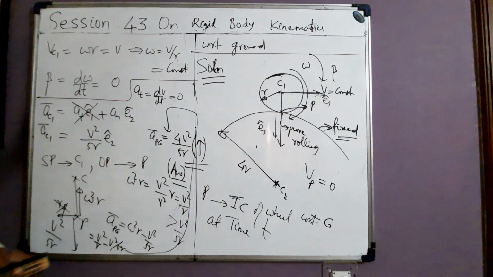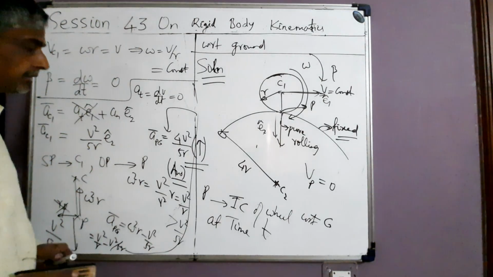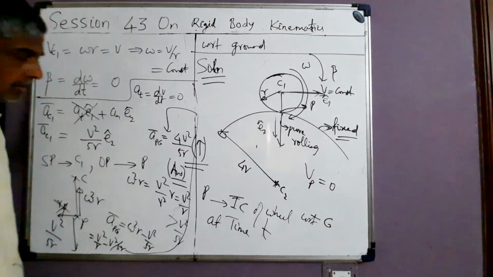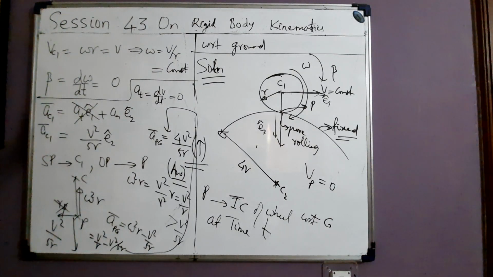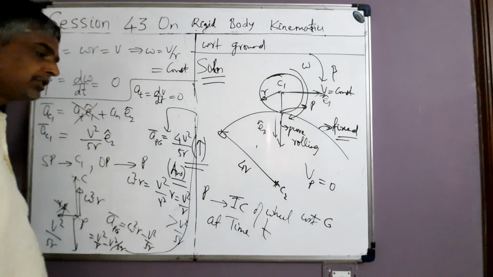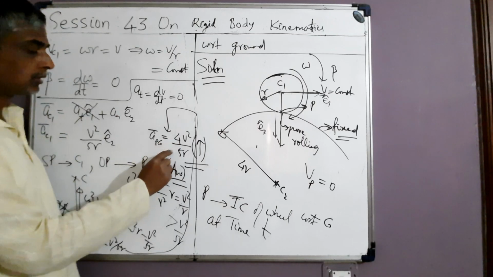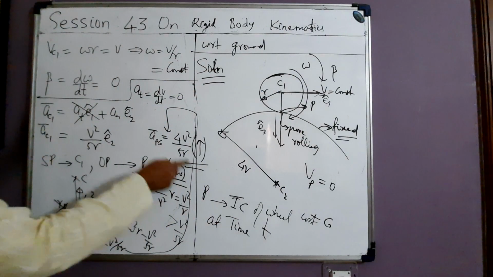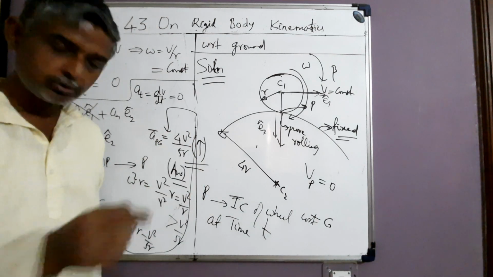So acceleration of IC of the wheel with respect to ground at the given instant is 4v square by 5r in vertically upward direction. So acceleration of IC of wheel with respect to ground at time t has a magnitude of 4v square by 5r and is directed in vertically upward direction. It is therefore the required answer to this problem. I hope you understand this point.